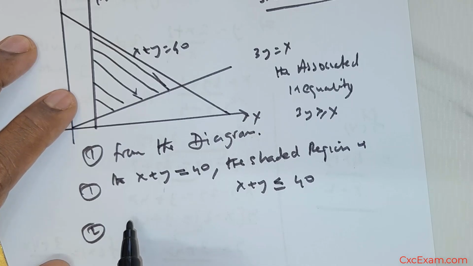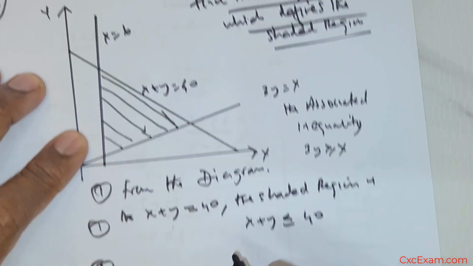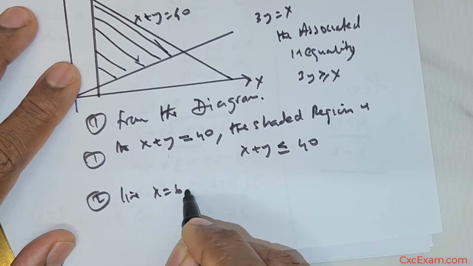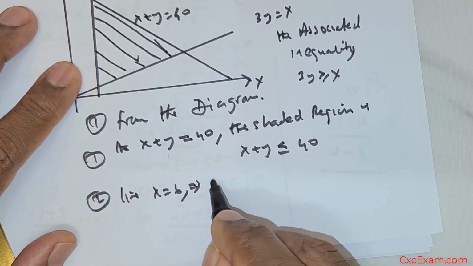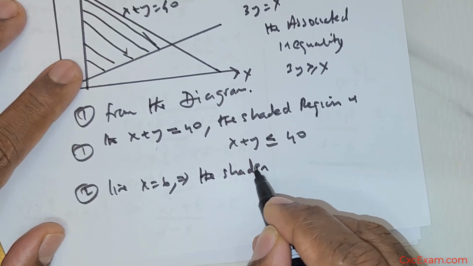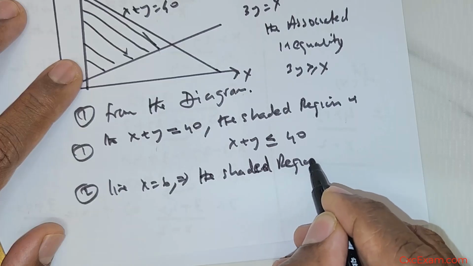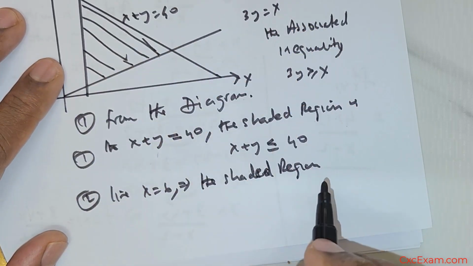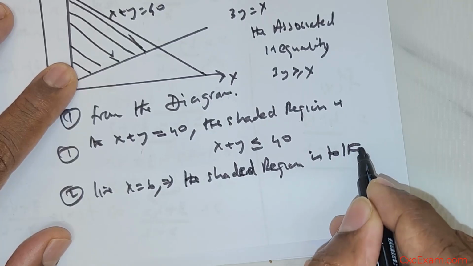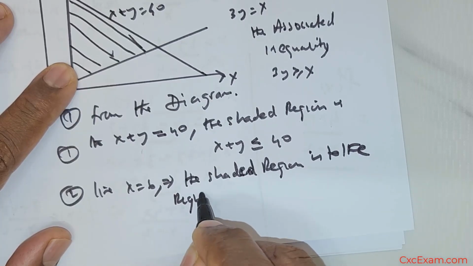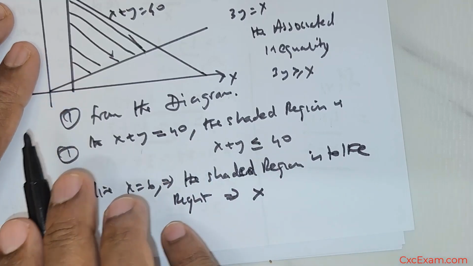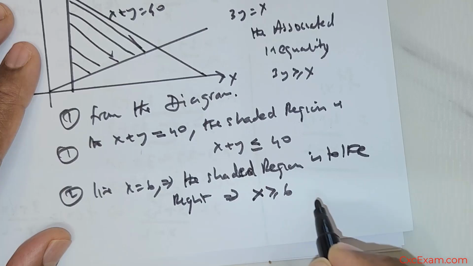Point 2 is this line x = 6. This would imply the shaded region is on the right hand side. The shaded region is to the right. So that would mean our x ≥ 6.